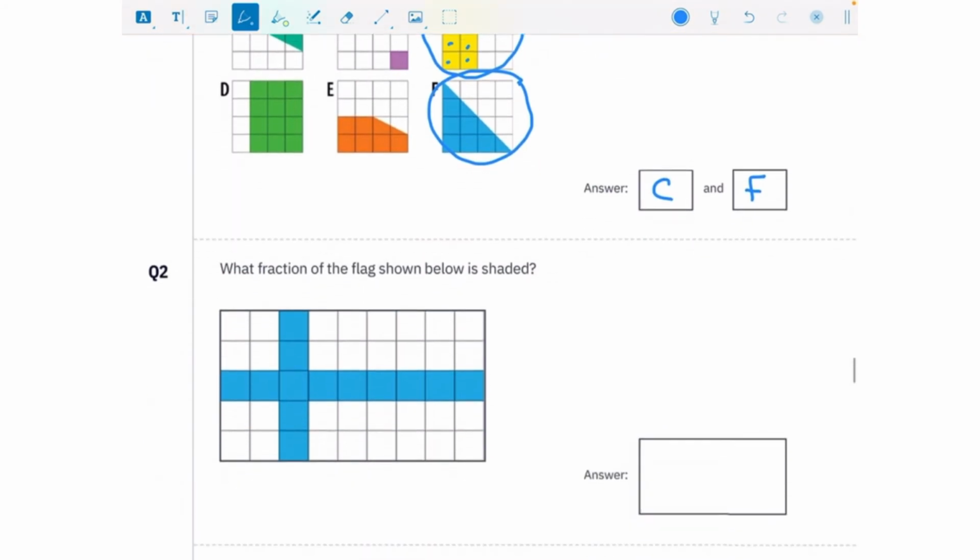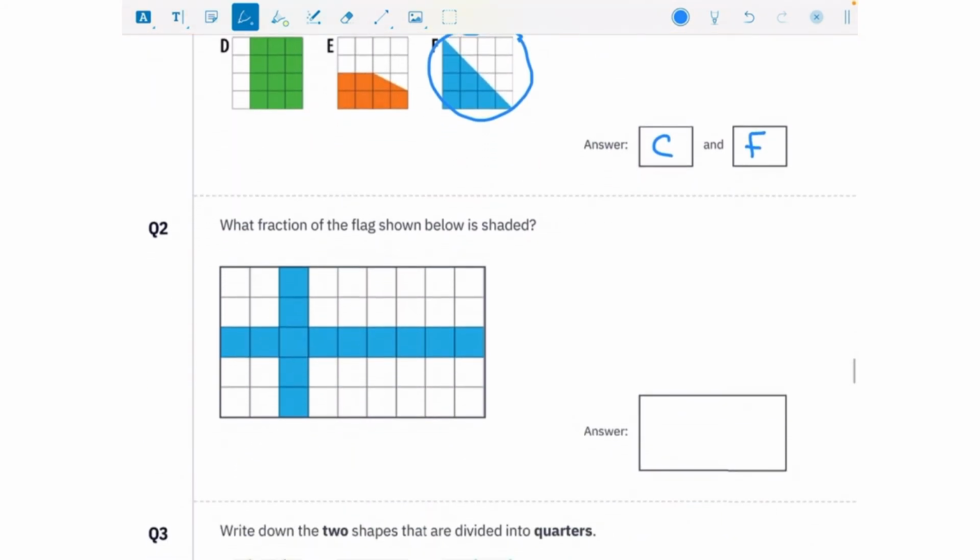Question number 2, what fraction of the flag shown below is shaded? Well, let's not count all these squares, let's be sensible. We've got 1, 2, 3, 4, 5, 6, 7, 8, 9 boxes going across, and 5 rows. So 9 times 5 tells us that there are 45 squares here altogether. And of those, how many are shaded? We've got 1, 2, 3, 4, 5, 6, 7, 8, 9, 10, 11, 12, 13. So 13 out of 45 is how many are shaded.